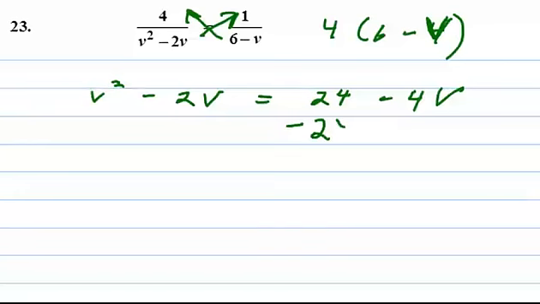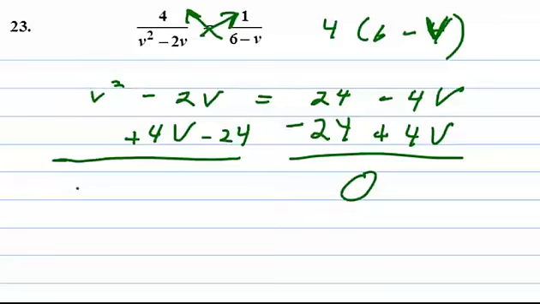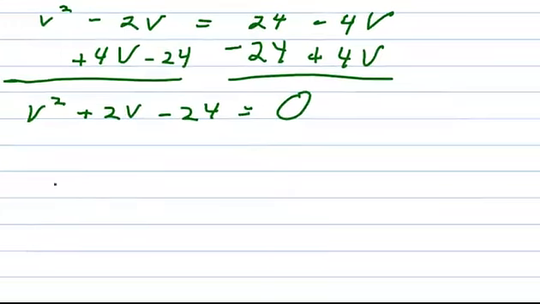So we're going to subtract 24 and add 4v on both sides. That'll give us the 0 we want on that side. So we want plus 4v minus 24. What I'm trying to do here is get my like terms on top of each other. So we're left with v squared and negative 2v plus 4v equals a positive 2v minus 24 equals 0.